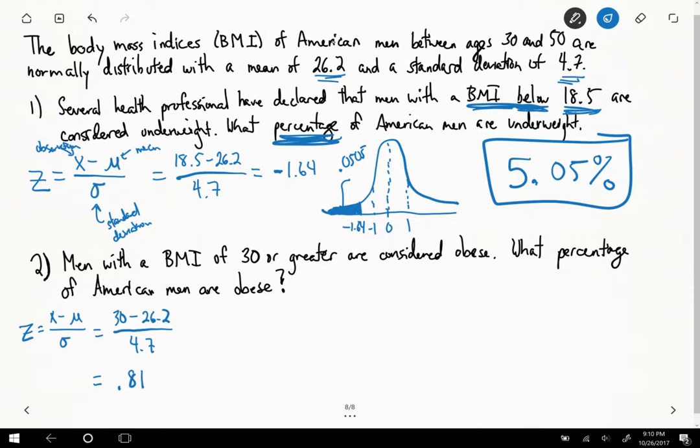Okay? And now we're ready to go to our normal distribution drawing. And so 0, remember, is right smack dab in the middle here. 1's kind of off in this corner, so 0.81 might be something like this. That's our z-score. Now, we want 30 or greater. So which direction would we go? If this is 0, notice that would be less than. We want greater than. So the greater than direction would be this other side that we're shading in.